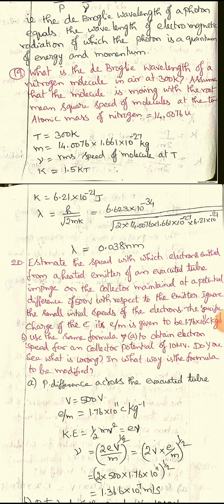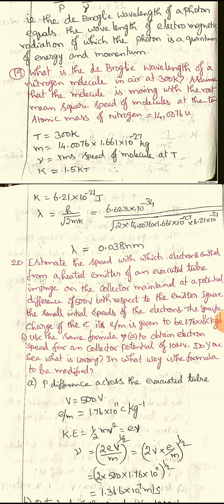So the molecule is moving with the root mean square speed at the temperature, atomic mass of nitrogen 14.0076 units. So T is equal to 300 Kelvin. M is equal to 14.0076 into 1.661 into 10 to the power of minus 27 kilogram. And v is equal to the RMS speed of the molecule at T. So K is equal to 1.5 kT.